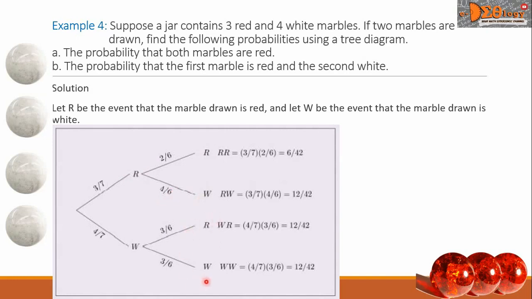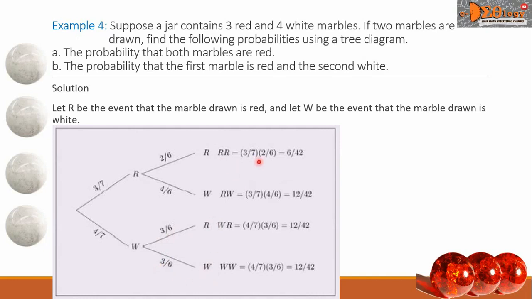Down here is another pair of R and W. This branch represents the probability of taking a red marble, and the probability is 3 over 6. And down here is the event W, which means taking a white marble, and the probability is 3 over 6.